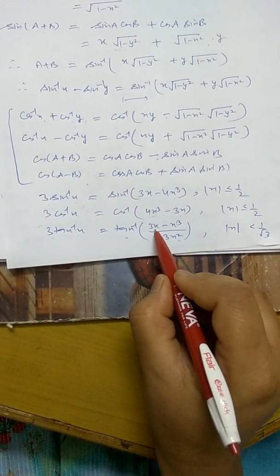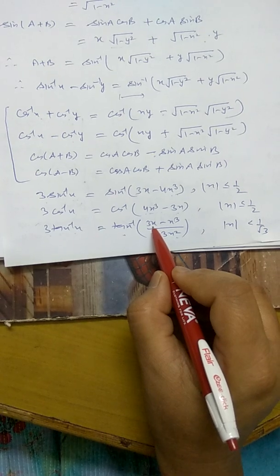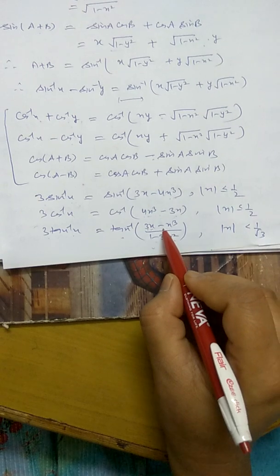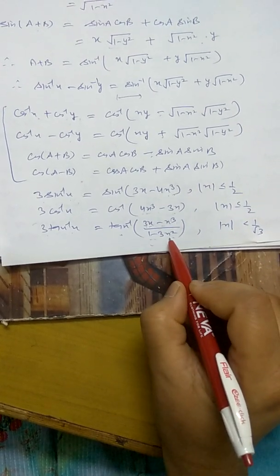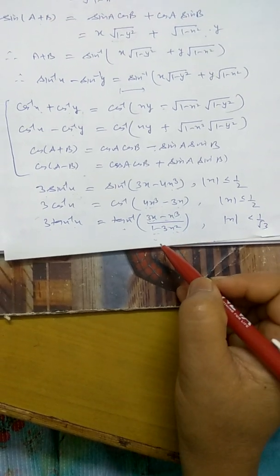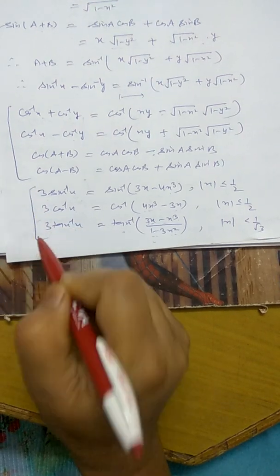Here, if we substitute x is equal to tangent theta, then it becomes 3 tangent theta minus tangent cube theta upon 1 minus 3 tangent square theta. That is the formula for tangent 3 theta. Is it clear? And you prove this one.